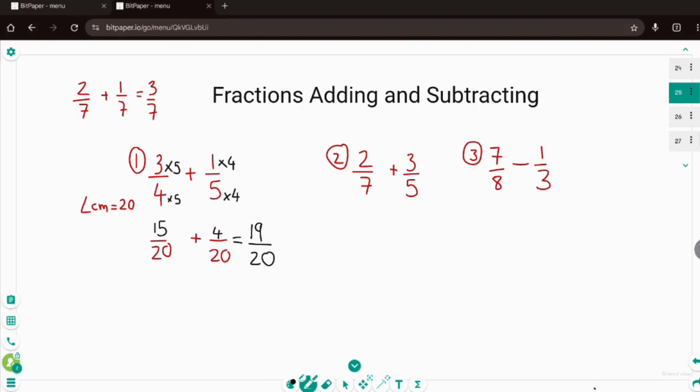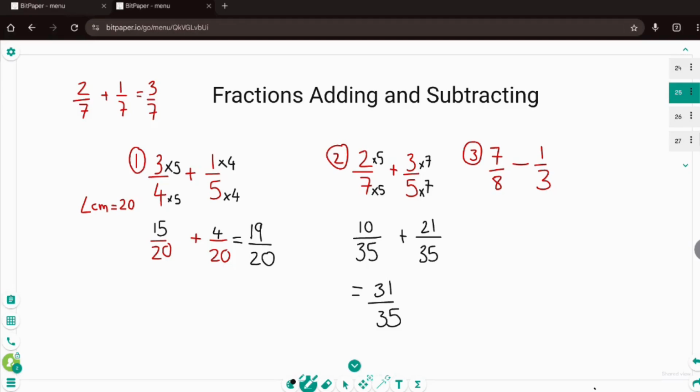This next one, lowest common multiple of 7 and 5 is 35, because it's a smaller number, both in the 7 and 5 times table. What do we multiply 7 by to get 35? It's 5, so let's multiply the 2 by 5 as well, which is 10. What do you multiply 5 by to get 35? It's 7, so let's multiply the numerator by 7. Add the numerators, 31, leave the denominator the same.